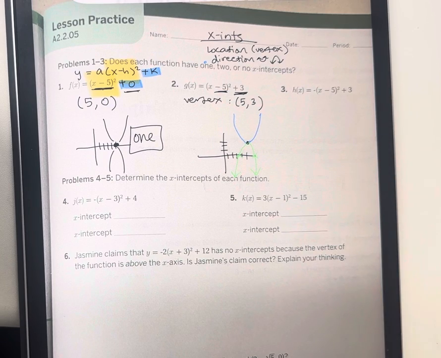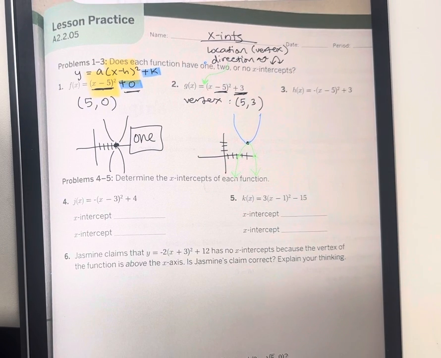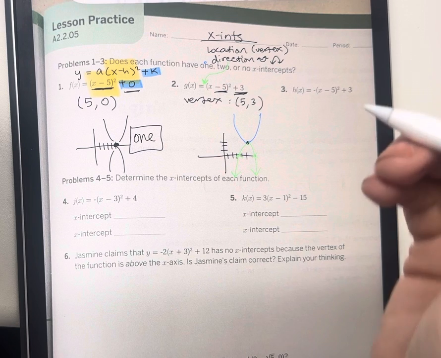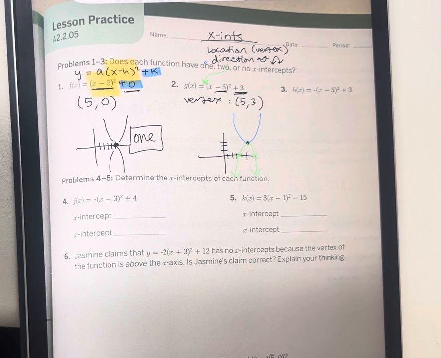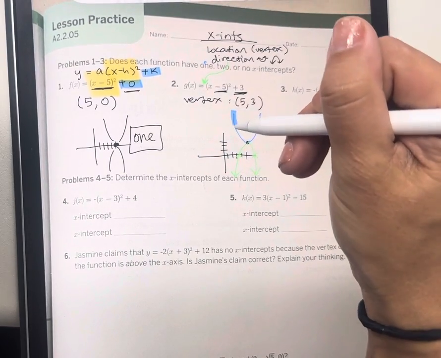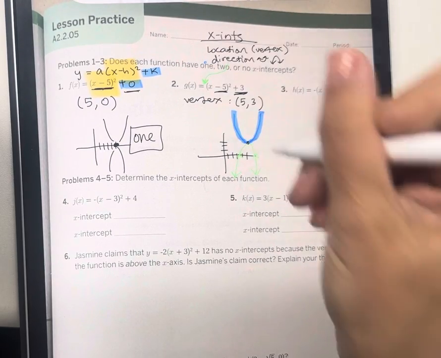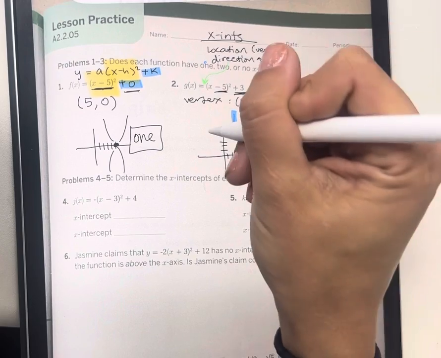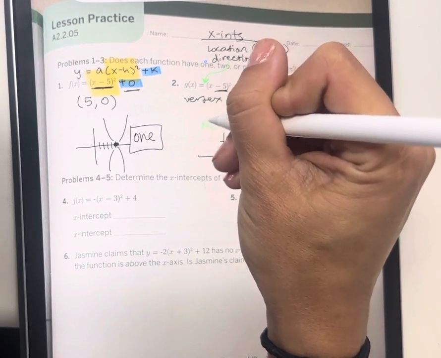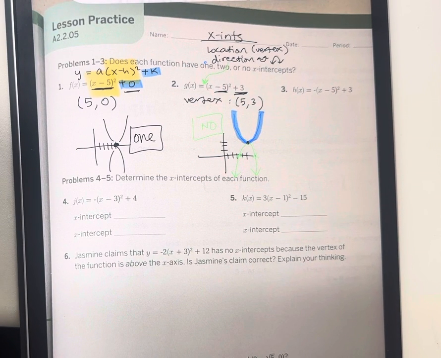Where do I look to get the direction? You look right after that equal sign. If it's not negative, it opens up. If it is negative, it opens down. And this one is not negative, it opens up. So we've got this situation, which means we have no x-intercepts. Any questions? Or is it so far so good?